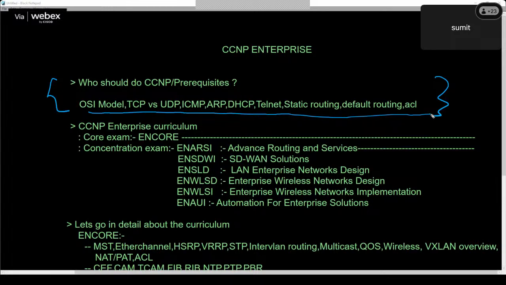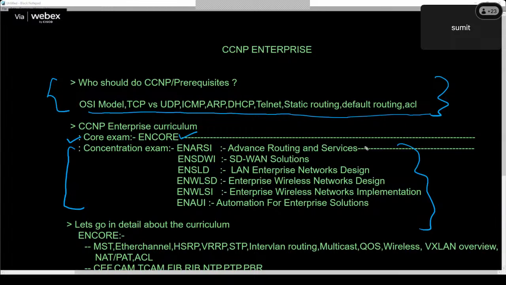Even in our in-depth course we start from VLAN, so you don't have to worry about the technicality aspect. If you know basics about CCNA, if you are good in subnetting, feel free to enroll. Now, enterprise, as I told you, is divided into two parts: the core exam, which is called ENCOR, and then the specialist or concentration exams.